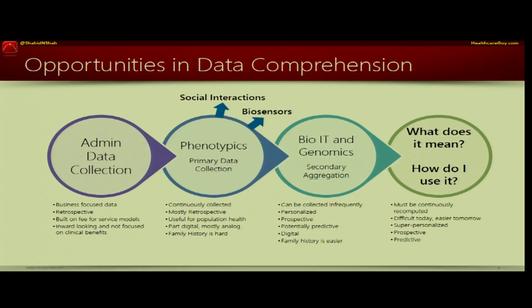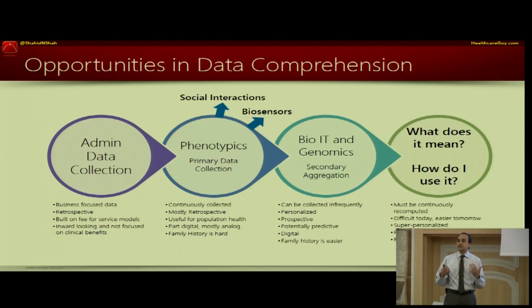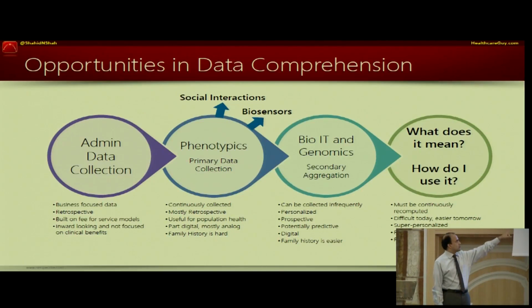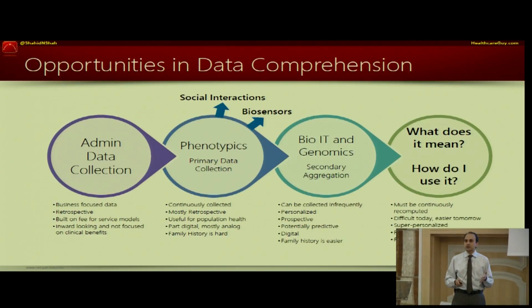So we moved from administrative to what's called phenotypic. Phenotypic means things that you can see about a person. So is the person sick? Do they have a fever? What is their temperature? What are their lab values? Things like that. Moving then to bio-IT and genomics. So as you can see, we're getting more and more data, but the big question is, what does it all mean? How do I use it? So that's fundamentally the biggest issue today.